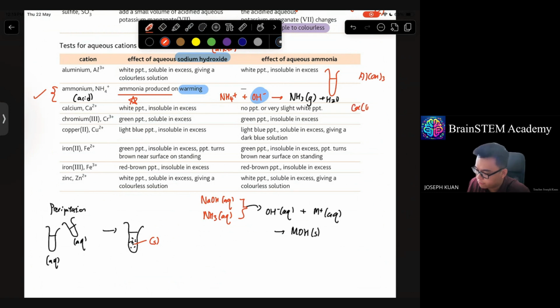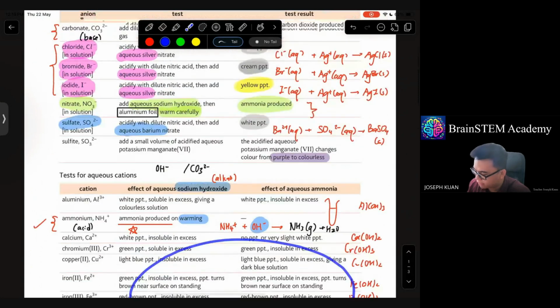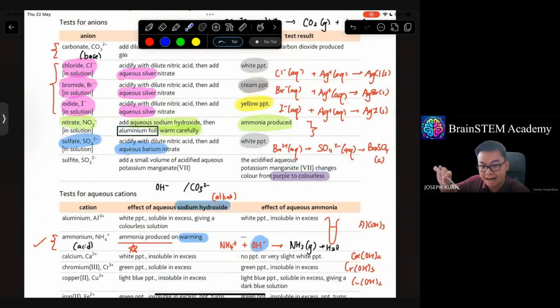This is calcium hydroxide being formed. This is chromium(III) hydroxide being formed. And this is our copper(II) hydroxide being formed. This is our iron(II) hydroxide being formed. And then iron(III) hydroxide. And then zinc hydroxide. All right. So you should know that these reactions are somewhat similar to the previous halide and sulfate tests.